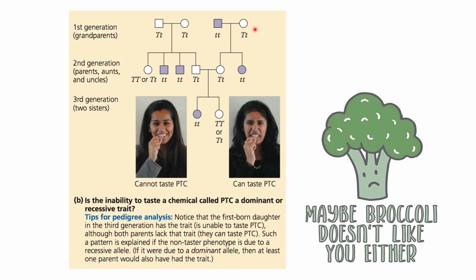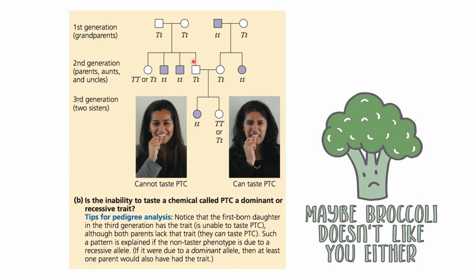We have our first generation, our grandparents here. Both grandparents from dad's side, they can taste PTC. And then we know that they would have to be heterozygous because if we keep looking down to dad's side, we can see that they have children that have two different phenotypes. Some of them have it, some of them don't. Versus grandpa on mom's side cannot taste PTC and grandma can. So grandma must be heterozygous too because again, they have children that also have two different phenotypes.